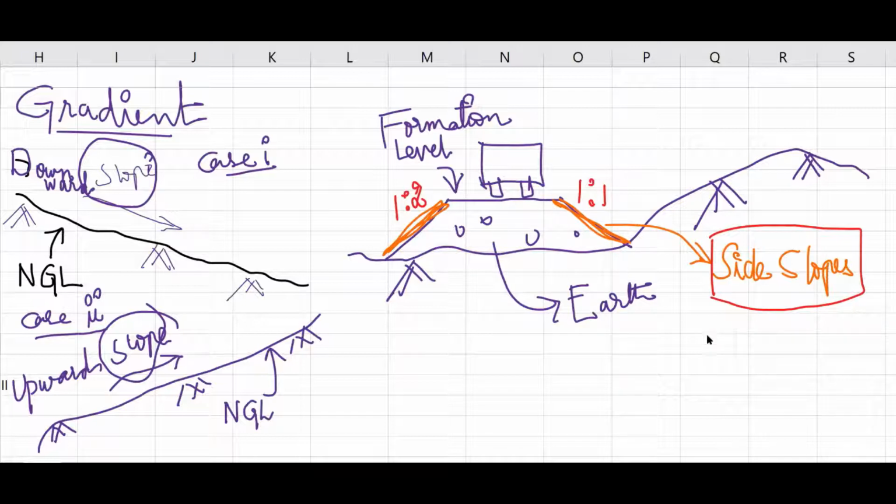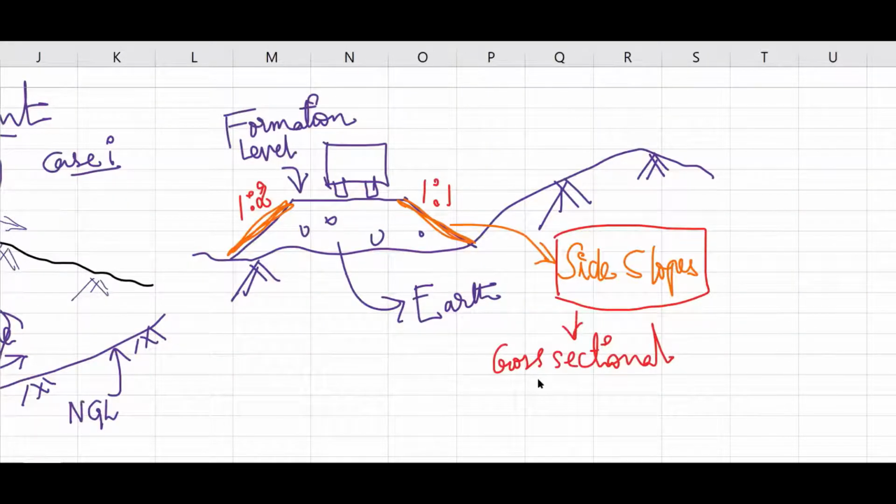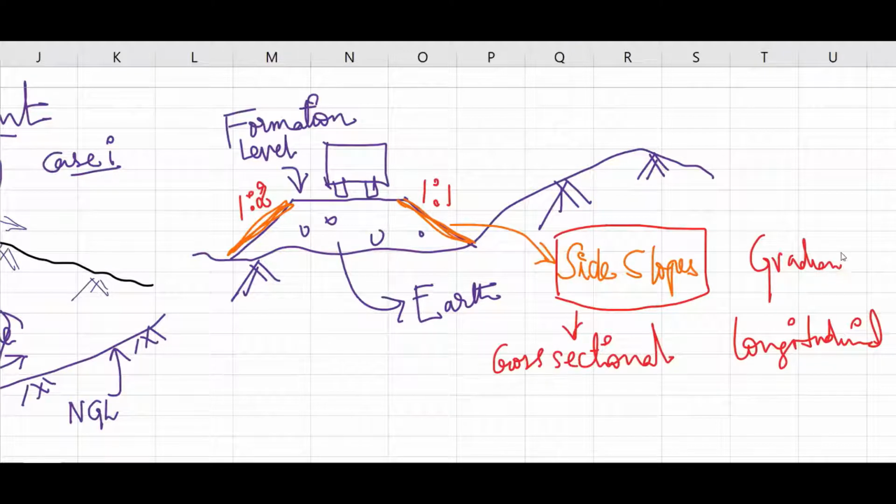Now this slope is called the cross sectional slope. When you talk about cross section, you also get the longitudinal slope, which we call gradient.